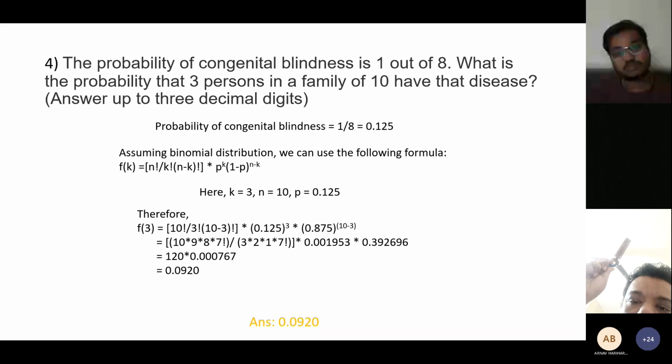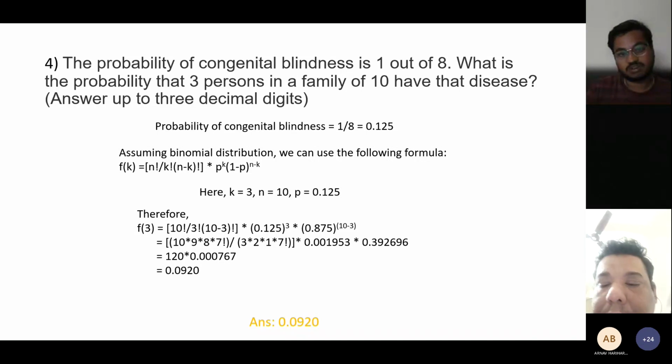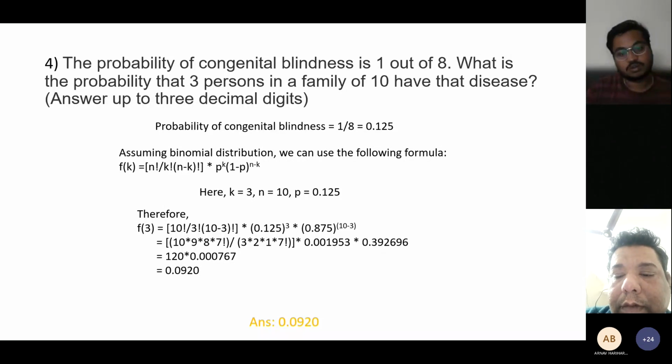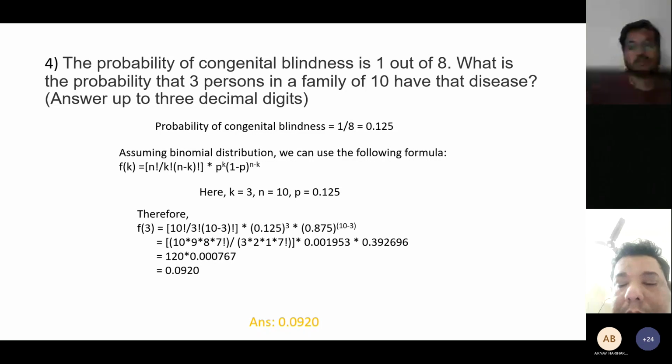Okay, sir. Thank you. Also, it's not correct to use a Poisson distribution if the probability is not quite low and if the sample size is this small. As a general rule of thumb, if the sample size is less than around 100 or 50, it's a good idea to use a binomial distribution.